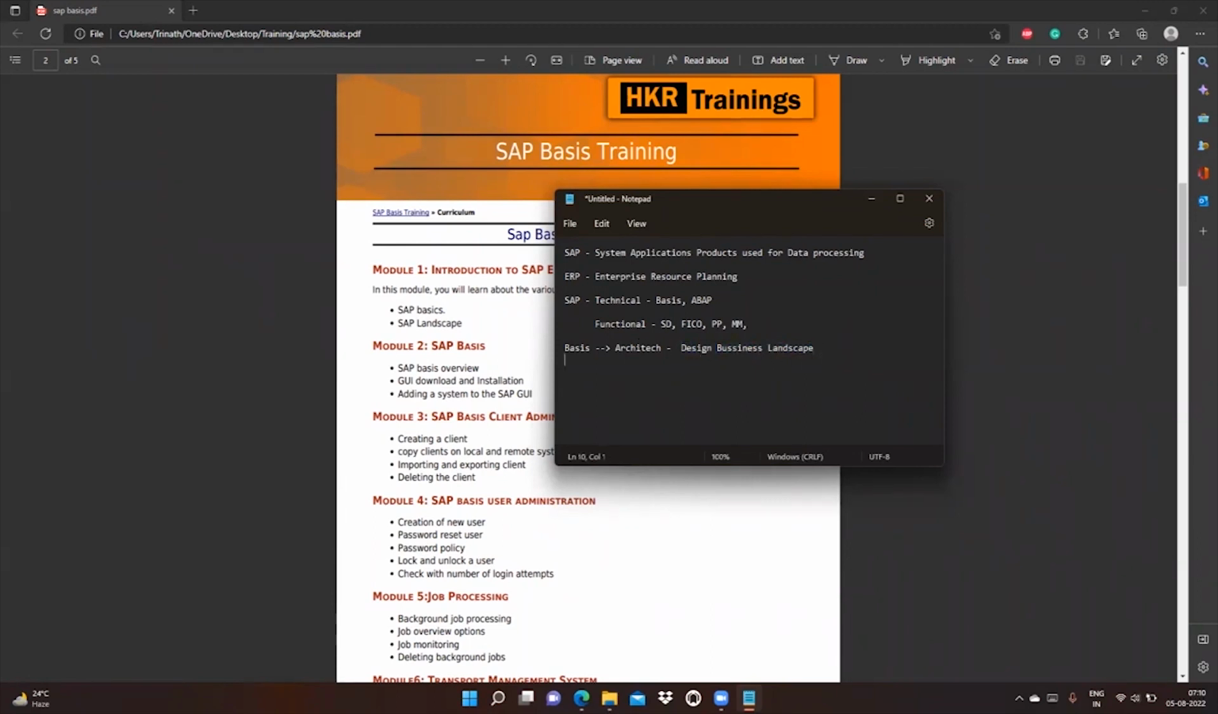And when it comes to ABAP, we will eliminate ABAP. Let's only think about Basis. So a Basis person can become an architect and he can design business landscapes for the customers.